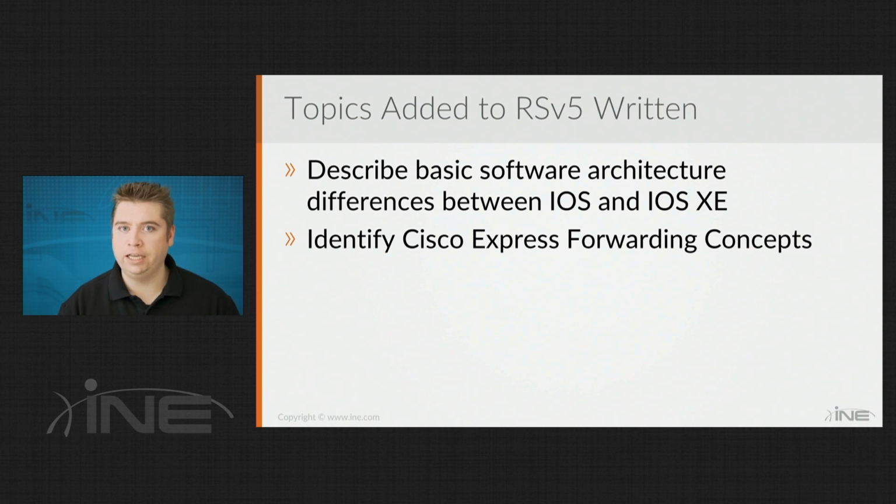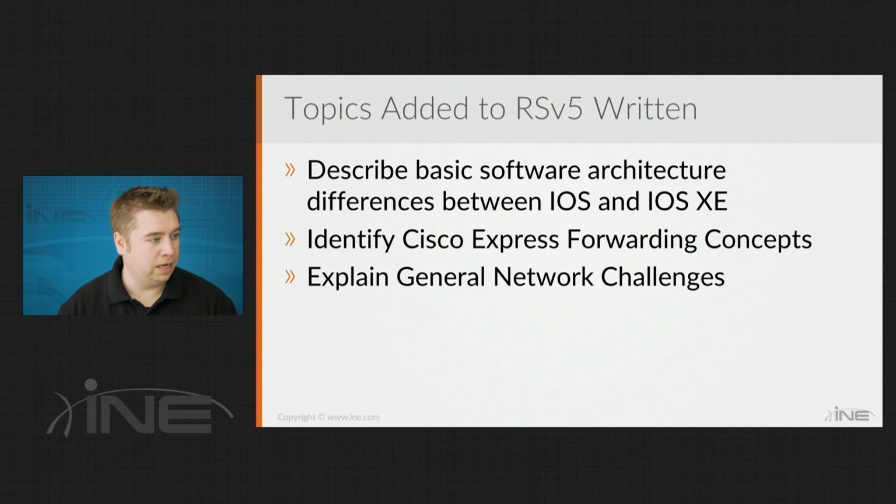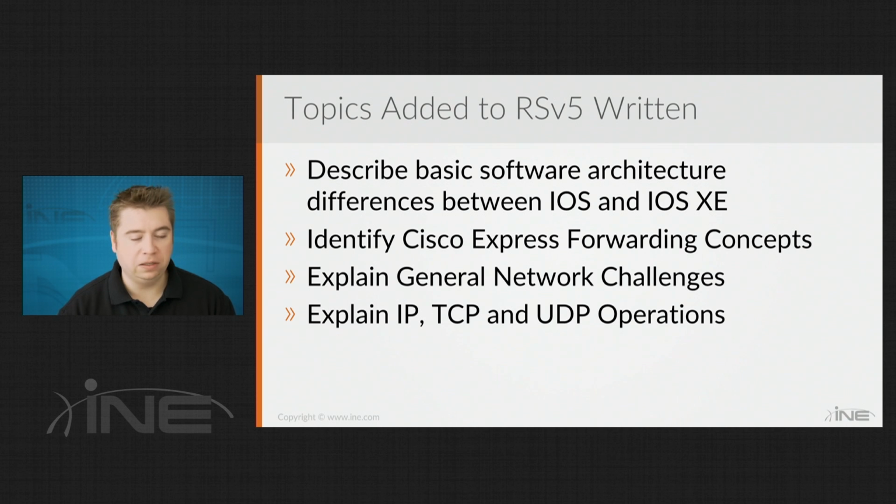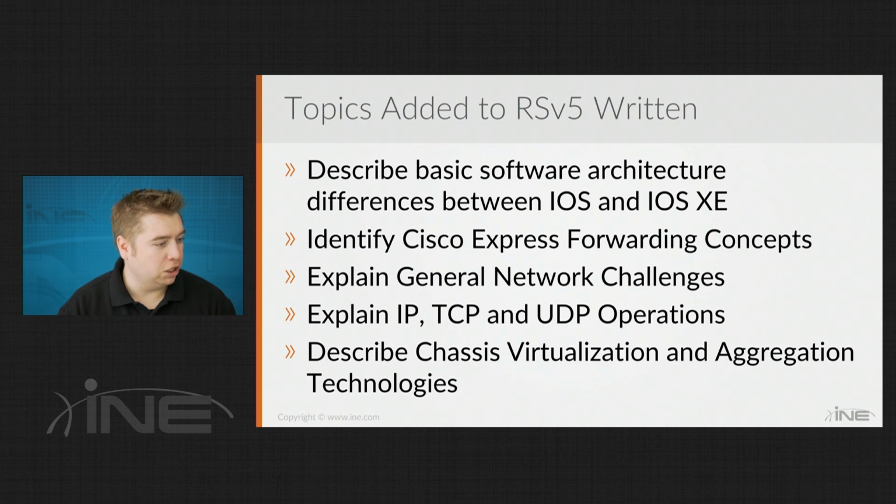So this type of stuff we're not really going to get into today. The very high-level overview stuff, Ceph, IOS XE, IOS, there's a lot of other documents that I'll show later as to where you can go for this type of information. Explain general network challenges. Again, this is very generic, so we're not going to be going into it today. Same with basic IP, TCP, UDP operations. Ideally, you should already know this. If you haven't already read books like TCP/IP Illustrated or Routing TCP/IP, then I would definitely recommend looking into those for just the generics about how IP works from a layer 3 and upper layer point of view. Describe chassis virtualization and aggregation technologies.